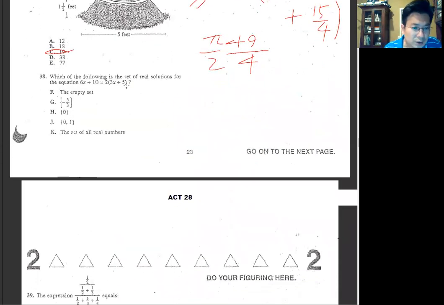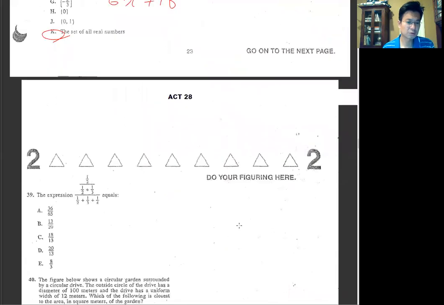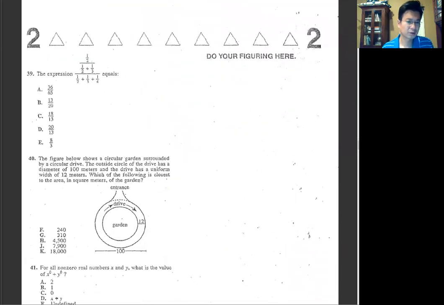Which of the following is the set of real solutions for this one? Distribute this. So the right side is 2x plus 10, so they are equal to each other. So any number you put, it works. 39.